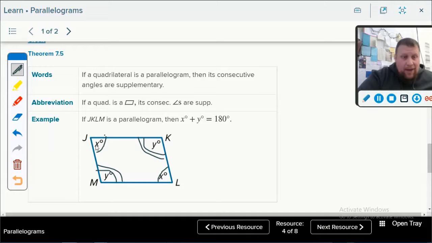But here's what else I know. I know that X is supplementary with Y. So angle J is supplementary to angle K, and angle M is supplementary to angle L. Or in this case, if JKLM is a parallelogram, then X degrees plus Y degrees equals 180 degrees. That's all the same. Okay? That's powerful. Powerful to know that.